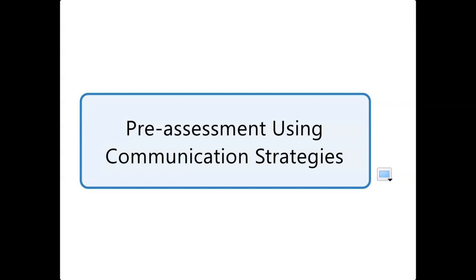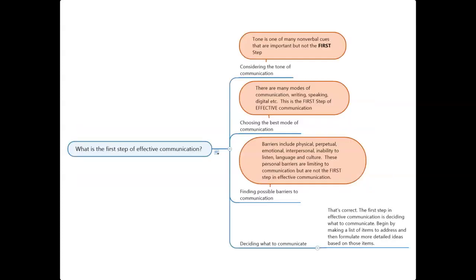Here's an example of what a brain tape sounds like. Pre-assessment using communication strategies. Question 1. What is the first step of effective communication? Answer: deciding what to communicate. That's correct. The first step in effective communication is deciding what to communicate. Begin by making a list of items to address and then formulate more detailed ideas based on those items.